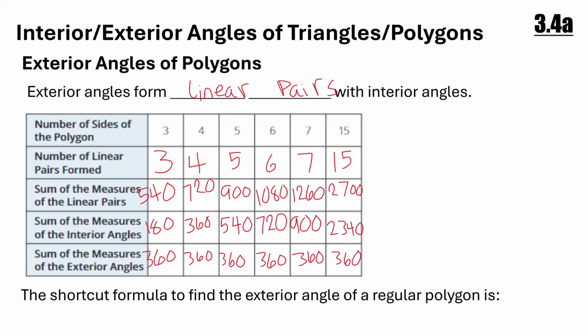The shortcut formula to find the exterior angle of a regular polygon is 360 divided by n, where n is the number of sides the polygon has.